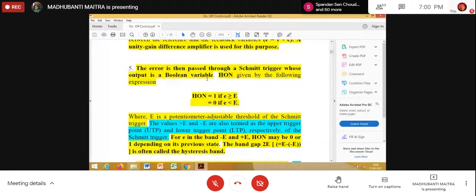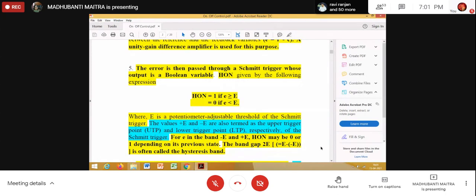a Boolean variable, right? So the output of the Schmidt trigger will be 1 if the error signal is greater than or equal to a prefixed threshold value, which is given by capital E. So if the error signal, that means R minus C, is greater than or equal to the threshold value, then the output of the Schmidt trigger will be 1, and otherwise, if the error R minus C is less than this pre-specified value E, then the Schmidt trigger output will be 0.